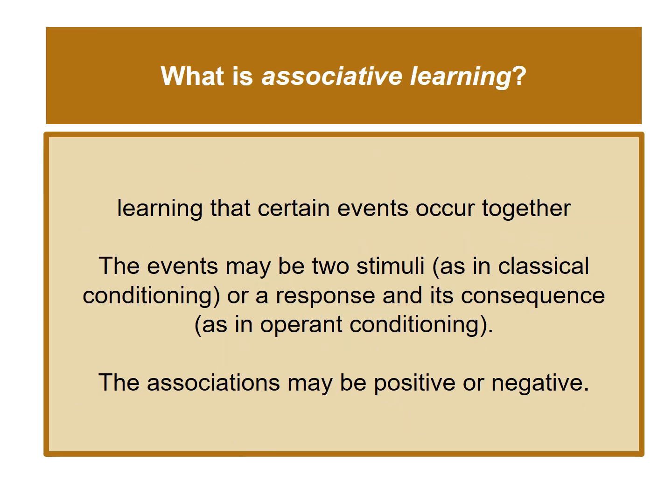So associative learning is learning that certain events occur together. These events may be two stimuli, such as in classical conditioning, or a response and its consequence, such as in operant conditioning, and the associations may be positive or negative.